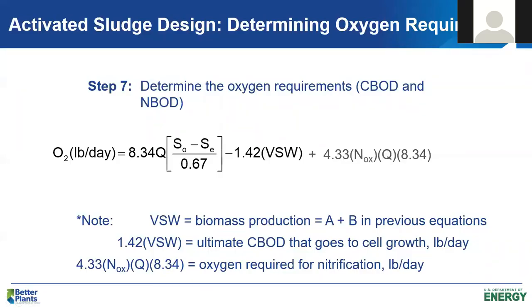Next step, step seven, we will actually determine our oxygen requirements. That helps us design our aeration system, so the supply of the amount of oxygen that we need in the activated sludge process. The oxygen required has three components. The first two components represent the ultimate CBOD of the wastewater that consumes oxygen.